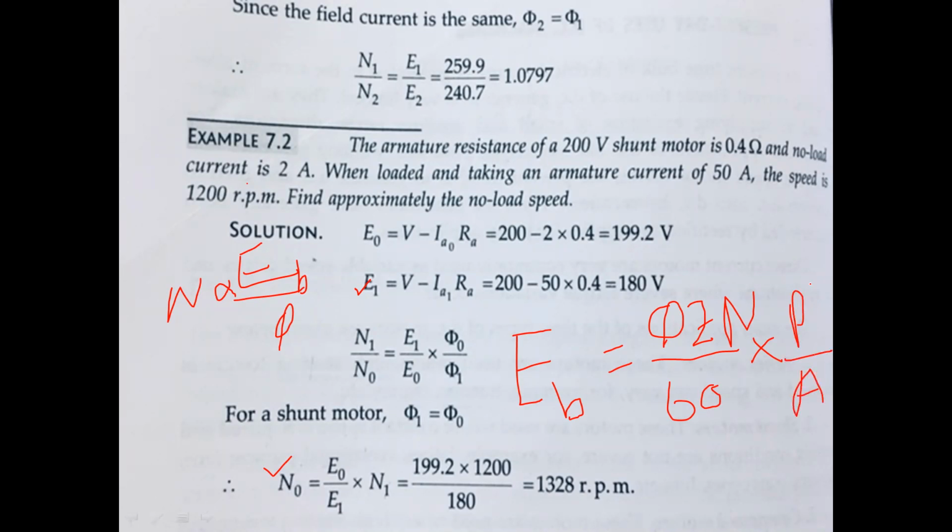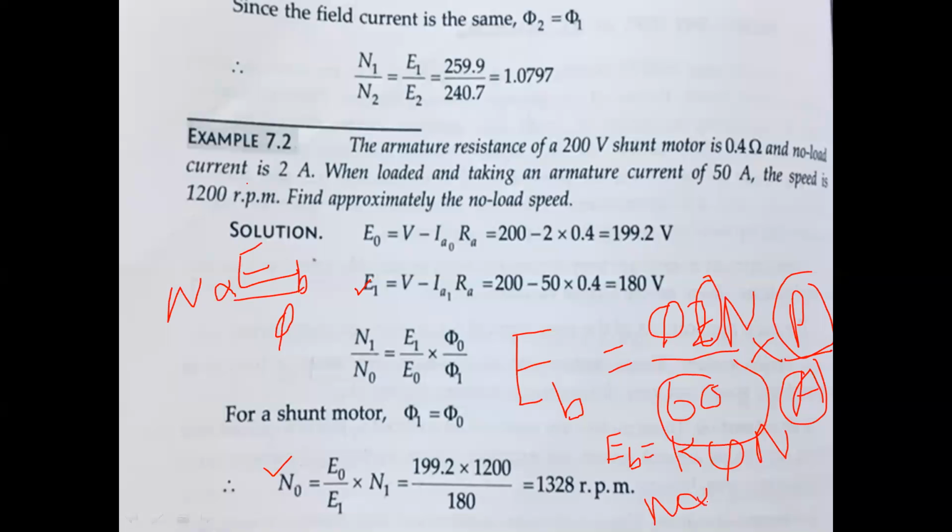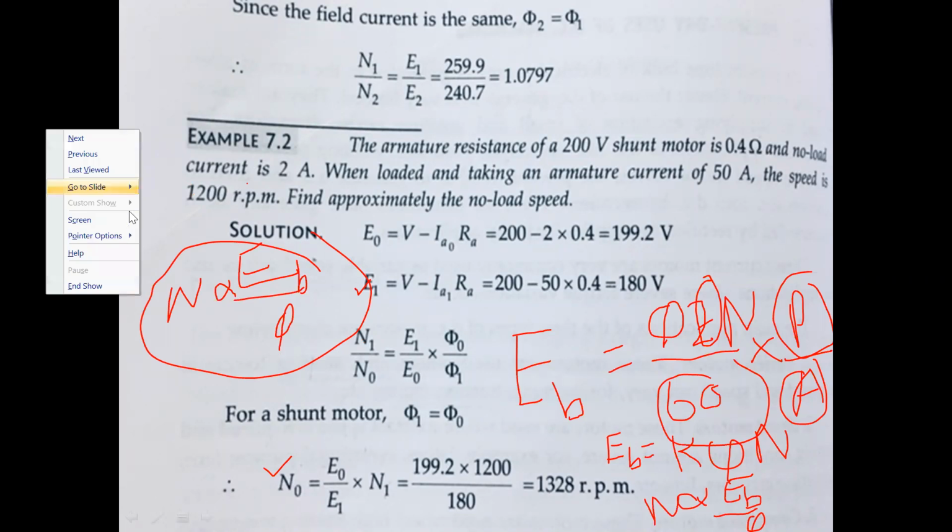So for a given machine, poles are constant, parallel paths are constant, 60 is constant, conductors are also constant. That means back EMF, EB, equal to some constant into flux into speed. So speed is proportional to back EMF by flux. Because it is a shunt machine, flux is constant, so N1 by N2 equal to EB1 by EB2. In this manner we calculate the speeds.